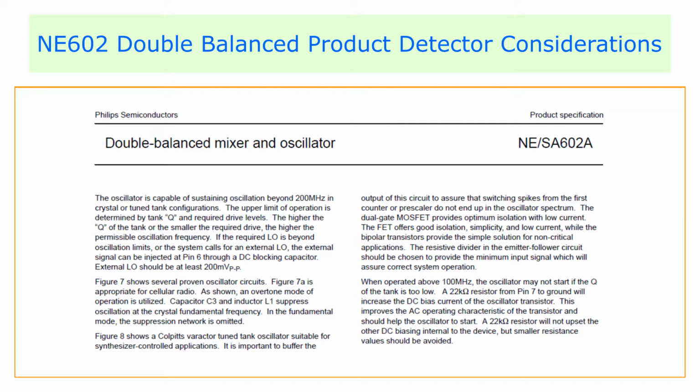NE602 IC product detector considerations. In this direct conversion receiver, the NE602 IC acts as a product detector. This IC is able to provide high dynamic range if the input signal levels are not exceeded as specified by the manufacturer. It has the ability to accommodate large signals without degraded intermodulation distortion.